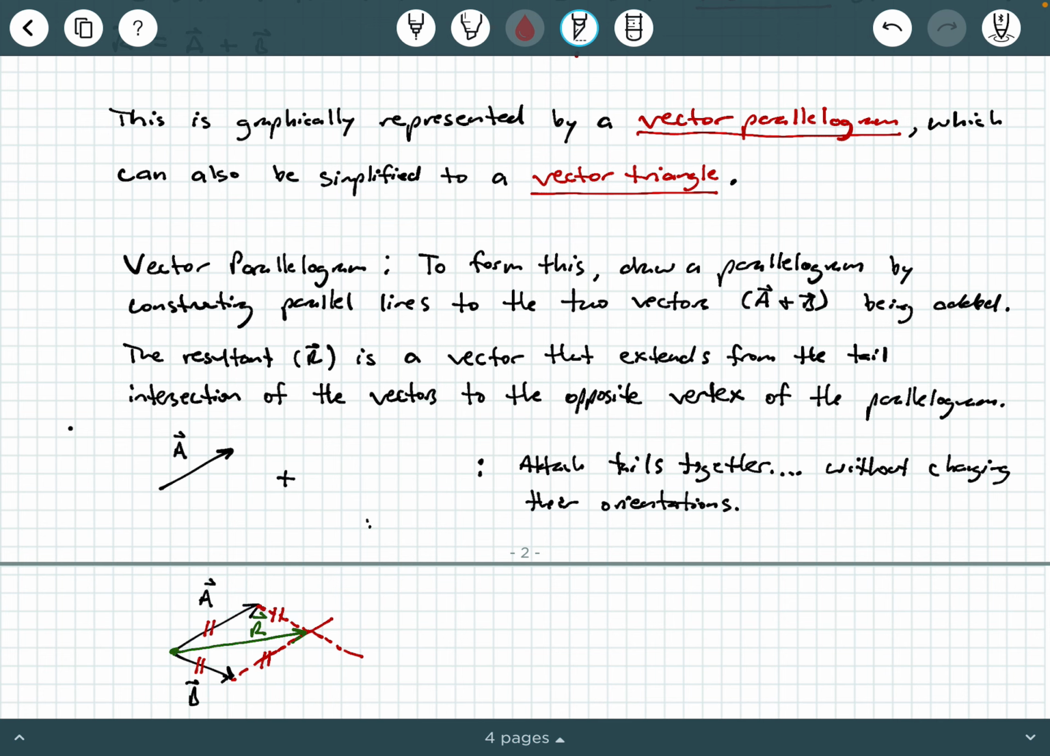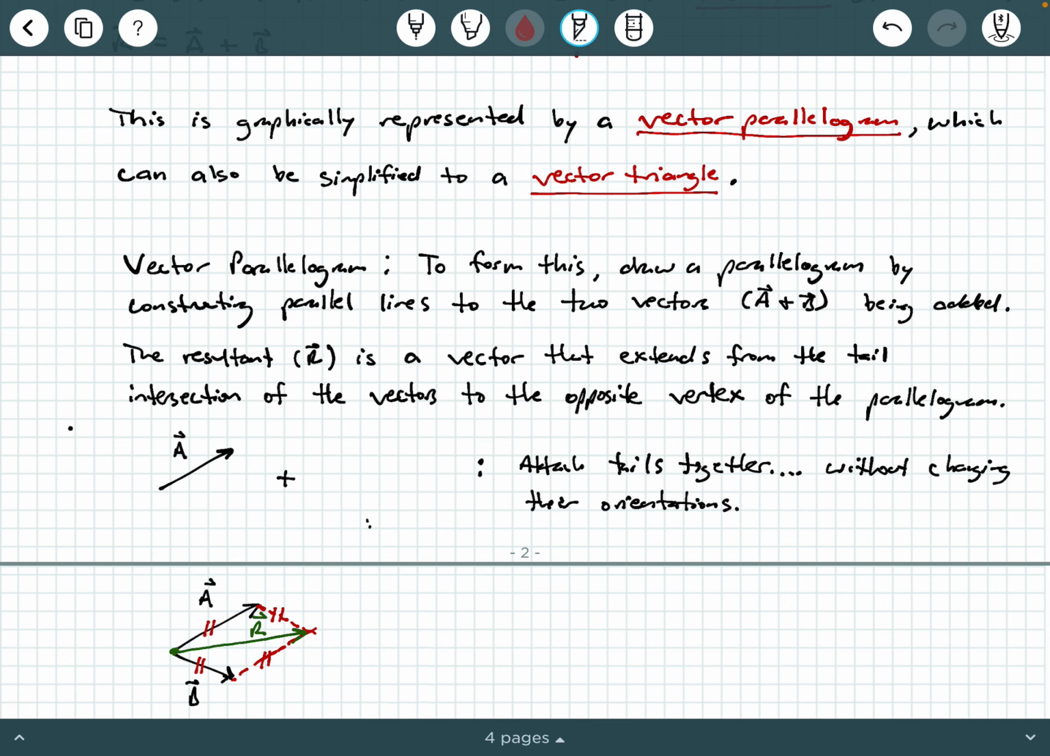Now, you know, I kind of extended my parallel lines out. You can trim these down and have this parallelogram here, okay? So that is a parallelogram. Now, we also said which can be simplified to a vector triangle.